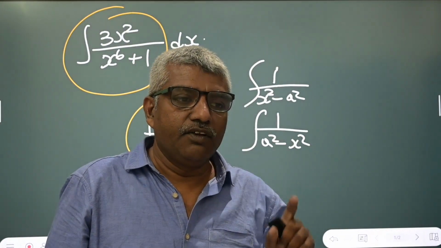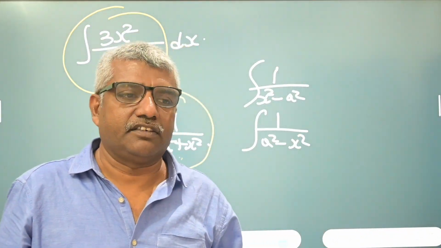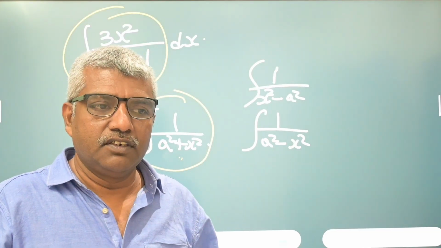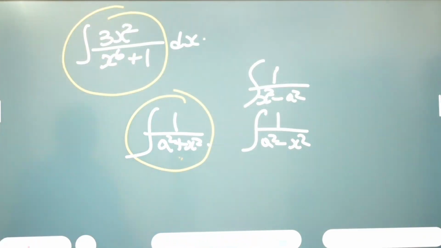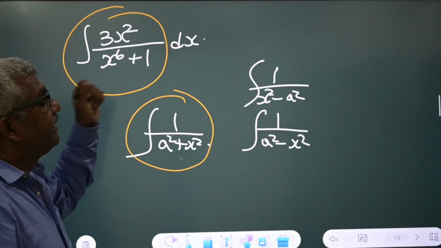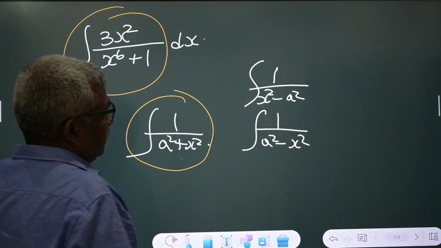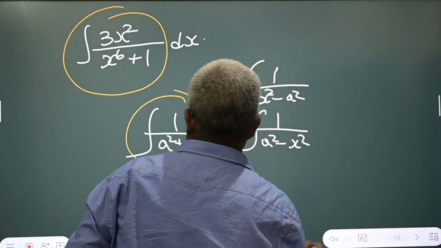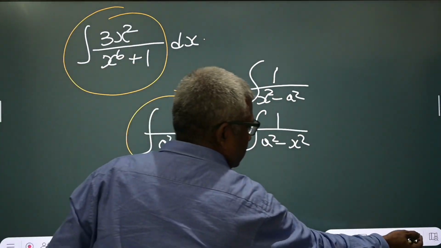You have to eliminate the numerator. What do we want in the numerator? 1. But the denominator is having x power 6. Okay. I will do it.